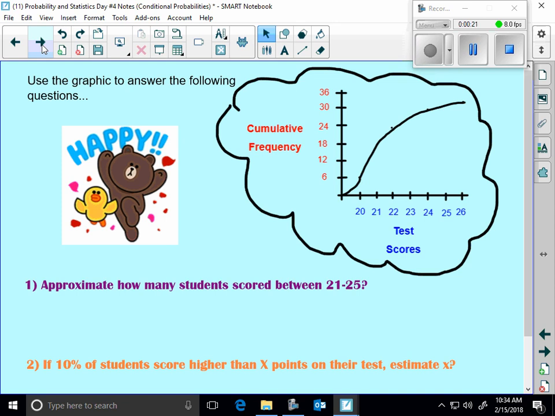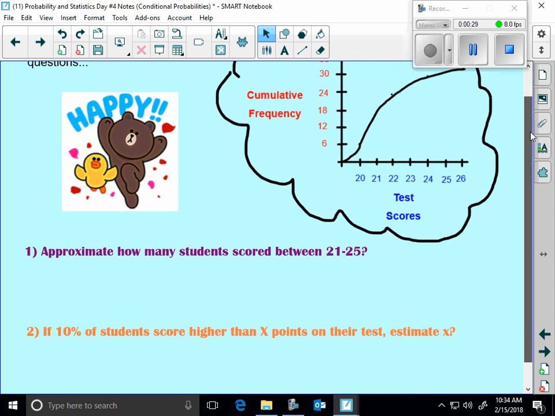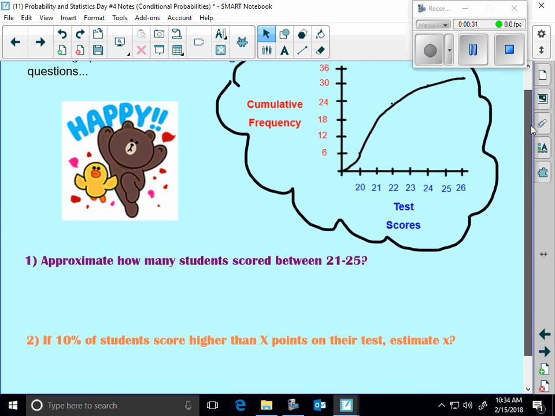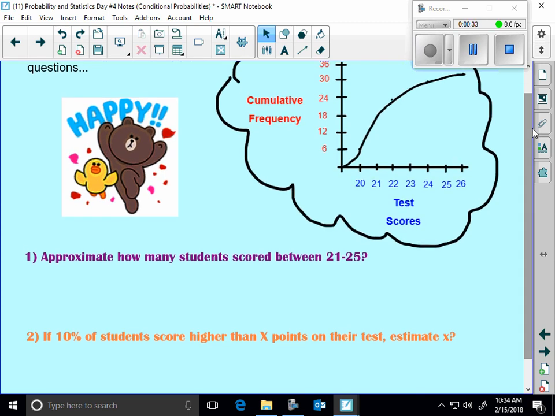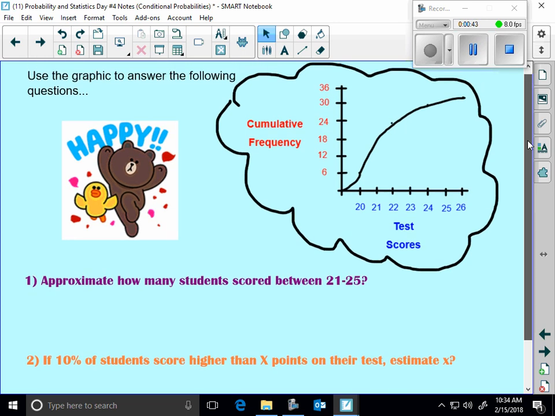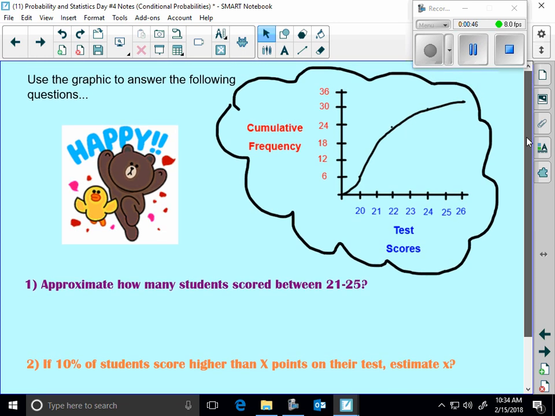Here are the test scores. Here is the cumulative frequency. I'd like for you and someone near to you to come up with the answer to these two questions. Approximate how many students score between 21 and 25, and then if 10% of students score higher than X points, estimate that value for X using this cumulative frequency graph. I haven't taught you how to do that, but I think it's kind of common sense. I just want to see where you're at with that. So give it a shot.